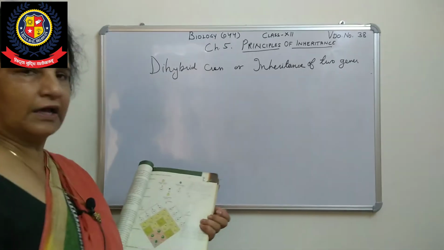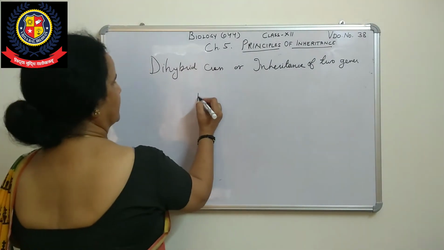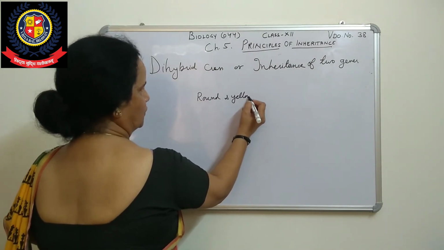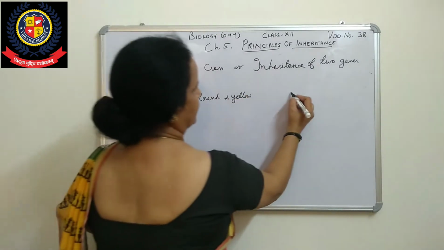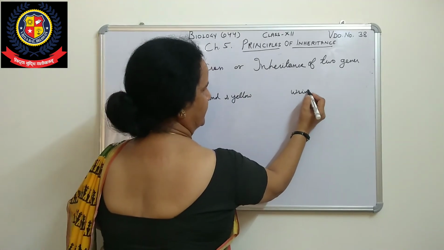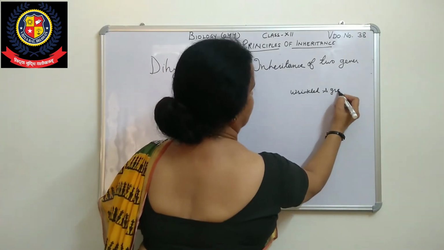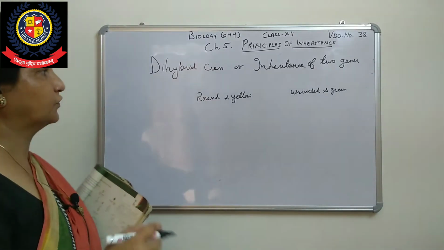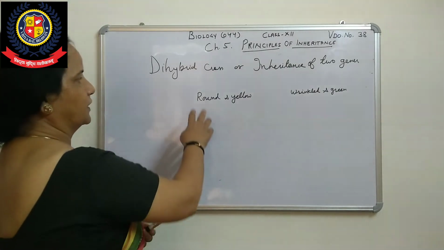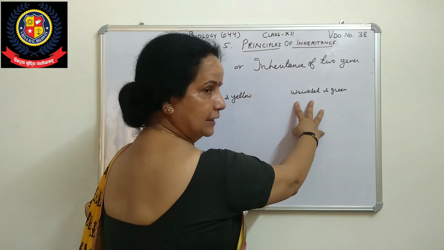Okay, so now I am taking your book example. They have taken round and yellow. The two traits they have taken are round and yellow, because in pea plant round and yellow. And then the second, they have taken contrasting traits. What is the contrast of round? Wrinkled. So we have taken wrinkled. And what is the contrast of yellow? Green. Wrinkled and green. These two traits we have taken, or two alleles, or two genes. So here the seed is round and the color is yellow. Here the seeds are wrinkled and the color is green.